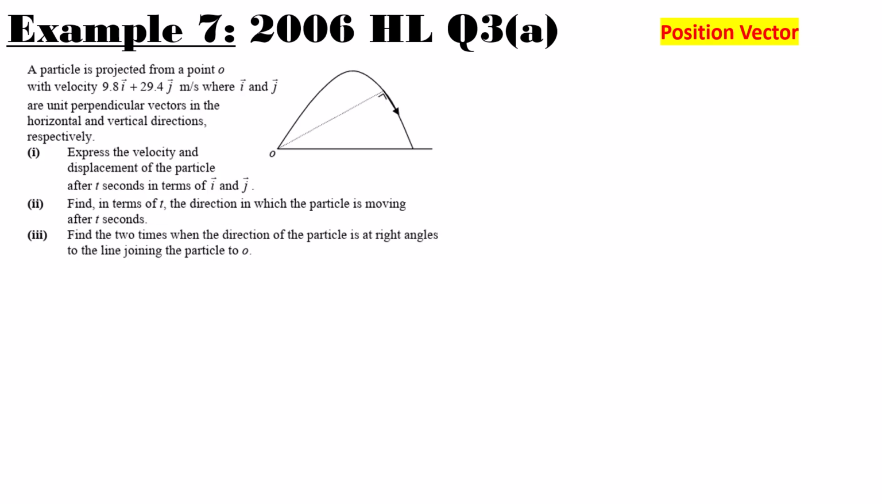This is question 3, part A from the 2006 higher level paper. A particle is projected from a point O with velocity 9.8 i plus 29.4 j, where i and j are unit perpendicular vectors in the horizontal and vertical directions, respectively. Express the velocity and displacement of the particle after t seconds in terms of i's and j's.